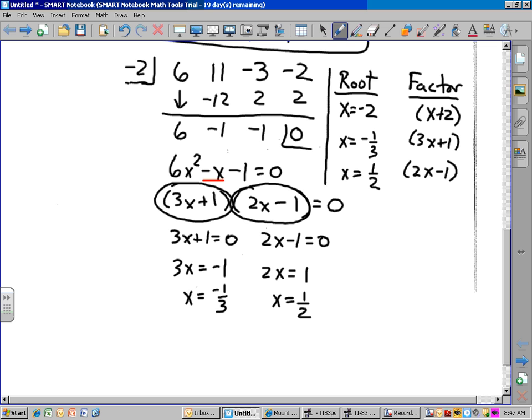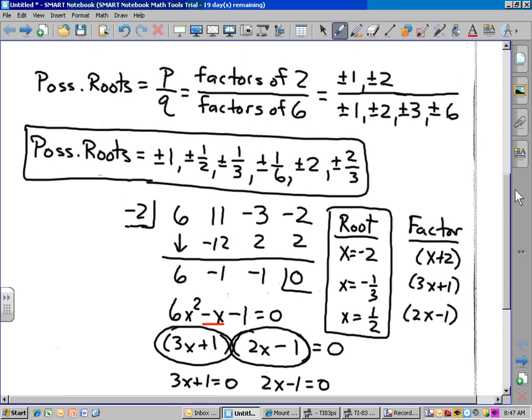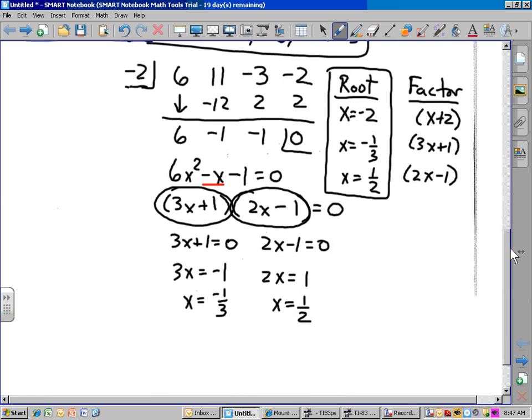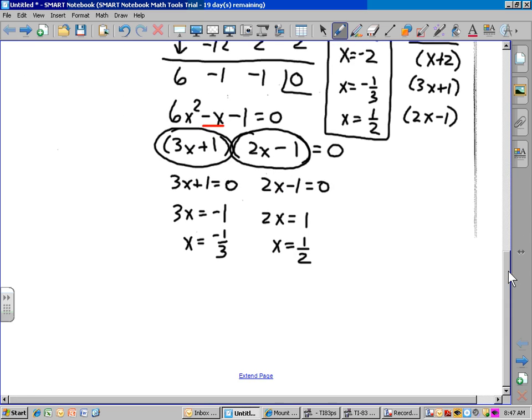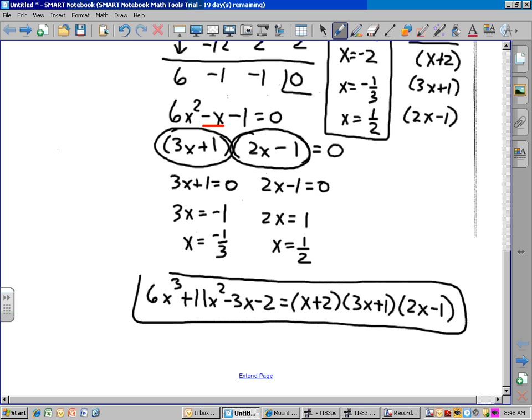So we have the roots. We have the factors. What I'd like for you to do with the factors is rewrite the original polynomial, which in this case is 6x cubed plus 11x squared minus 3x minus 2. I want you to write it in factored form. So that's x plus 2 times 3x plus 1 times 2x minus 1. So I want you to get the roots, and I want you to write the polynomial in factored form.